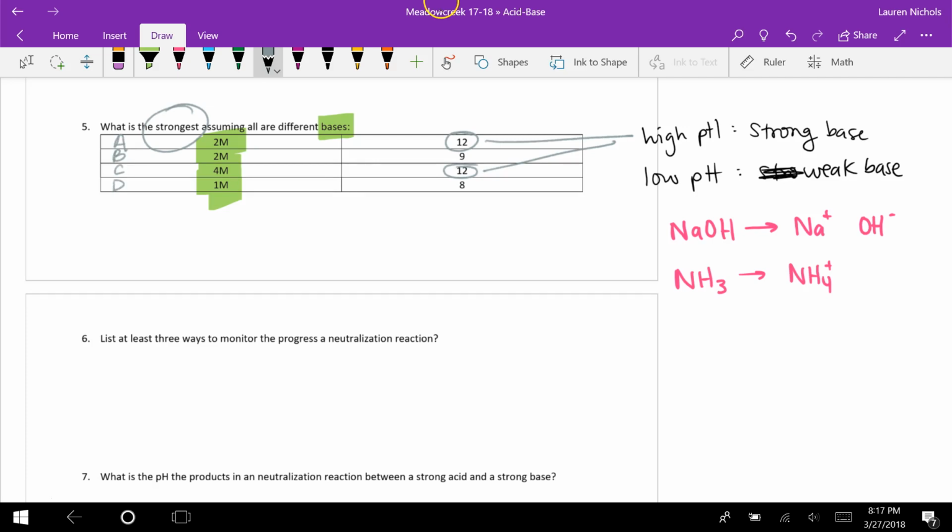Now, A has a pH of 12, but a molarity of 2. And C has a pH of 12 and a molarity of 4. So you might be thinking, well, hey, 12 has a high pH, concentration of 4, C has to be the strongest. And you would actually be wrong.